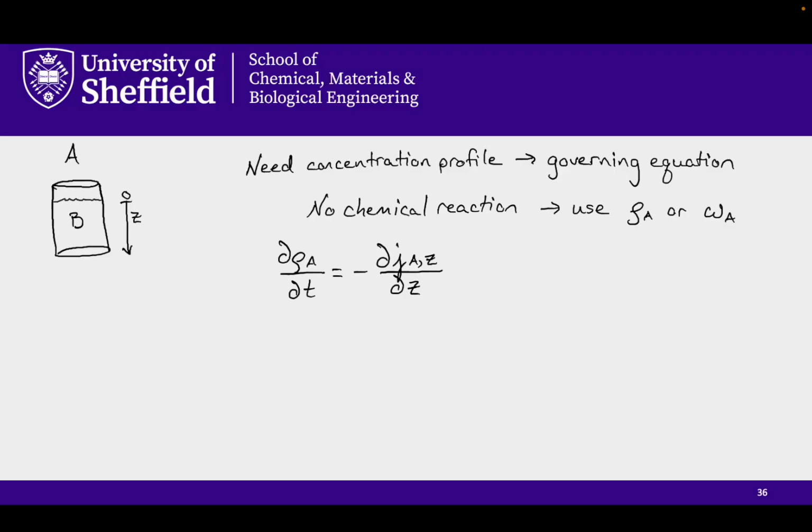So we've got an accumulation term, which is because this is a transient problem. And then we only have mass transport in the z direction. So we've just got flux in one term, and there's no reaction. Now, we can substitute Fick's law in for lowercase j_A,z. And when we do that, we get a first order derivative with respect to time and a second order derivative with respect to density.